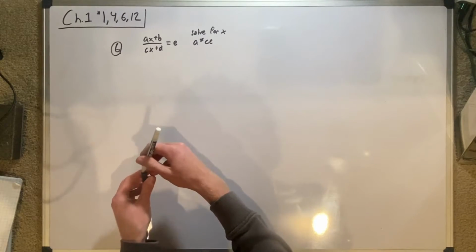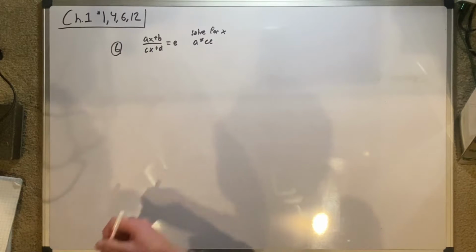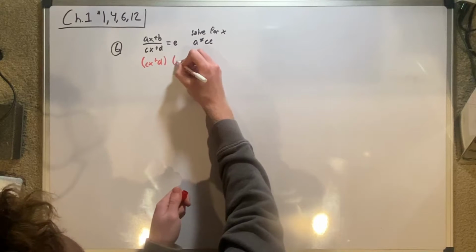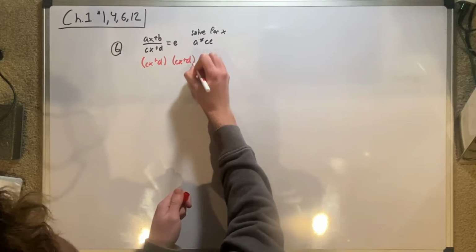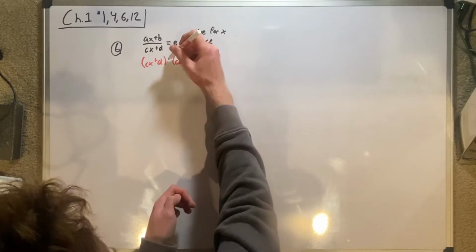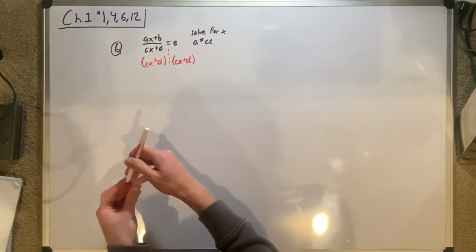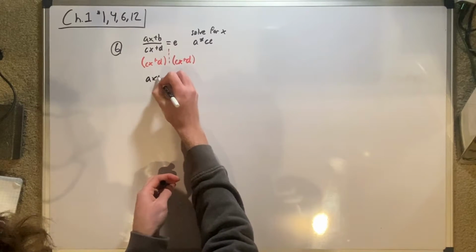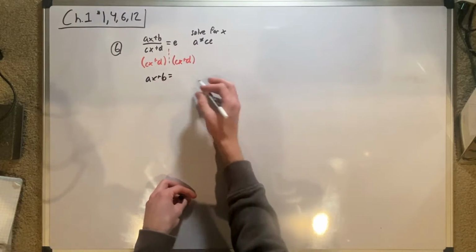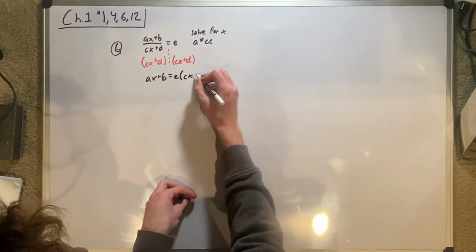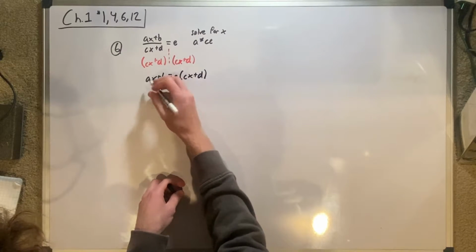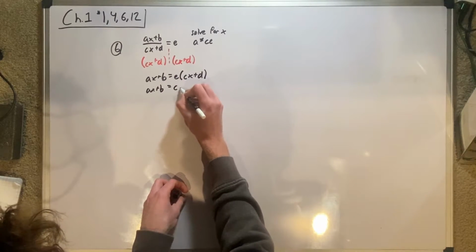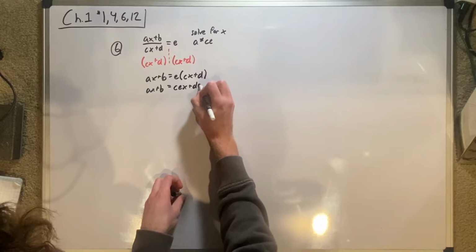Let's multiply this whole thing by cx plus d on both sides. These would cancel out. We're left with just ax plus b on one side, which is equal to e times cx plus d. This simplifies down: ax plus b is equal to, I'm going to order this alphabetically, cex plus de.